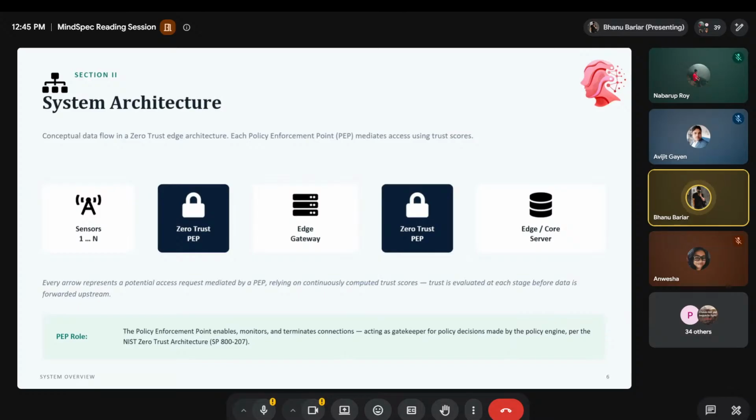One thing you notice is that communication between the gateway and the edge server or core server again passes through another policy enforcement point. This highlights a key principle of zero trust. That is, trust is verified continuously at every stage of communication, not just once during the login. Unlike traditional security models where devices are trusted after entering the network, this architecture continuously reassesses trust throughout the communication process. As a result, it significantly reduces the risk of compromised devices moving laterally within the network.